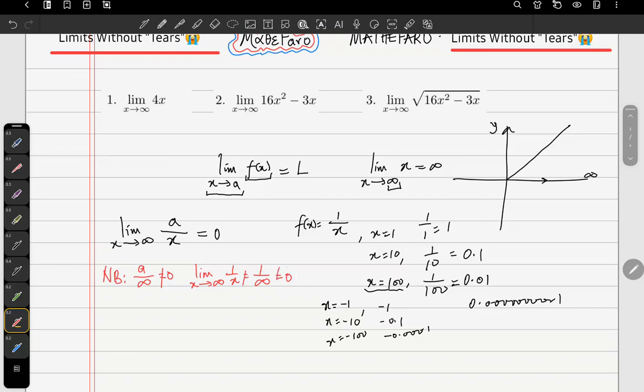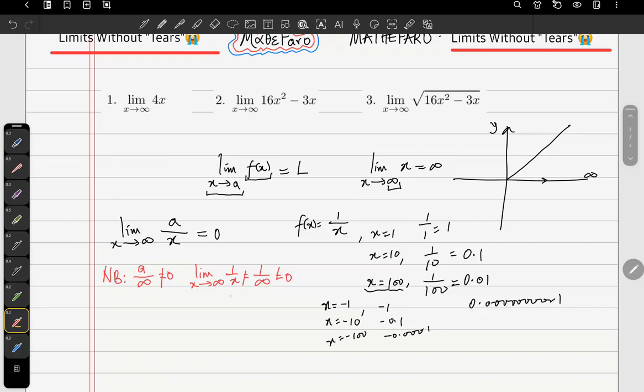Okay, because infinity is not a number, so we cannot say 1 divided by infinity. How many times can infinity go in 1? That is not a reasonable question, because infinity is not a number. But we are saying that the function 1 over x is the one changing.